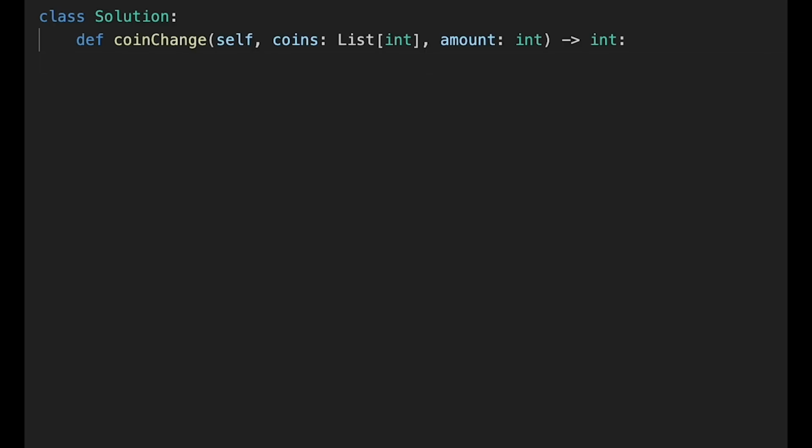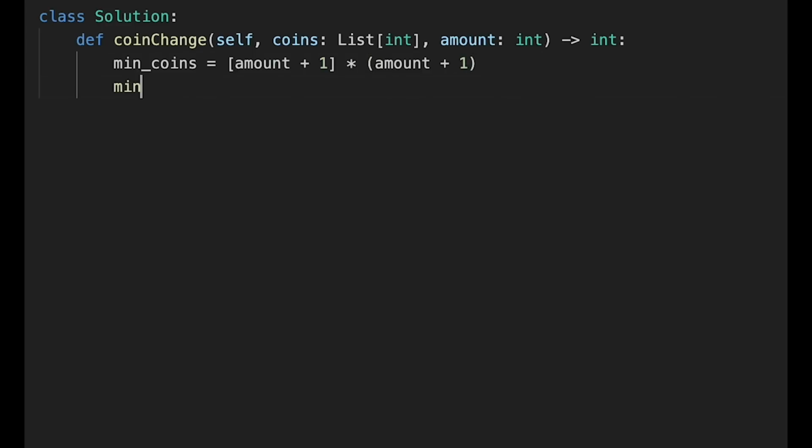Okay, so let's write the code. First of all, create min coins, and the initial value should be amount plus 1. So you can put any number greater than the amount. So I put plus 1. You can put something like infinity. And then the length should be amount plus 1. That's because index numbers usually start from 0, right? So that's why we need a plus 1.